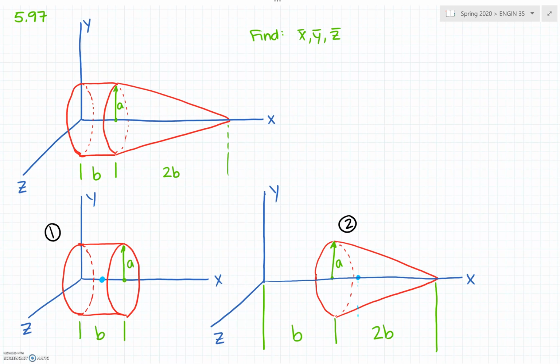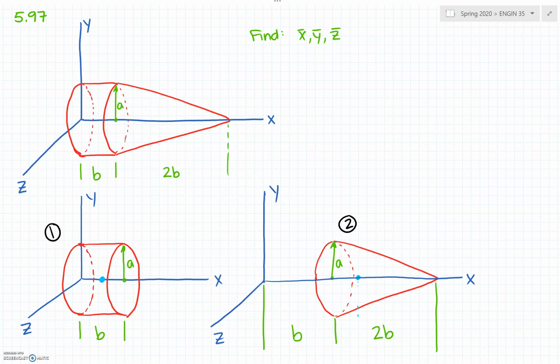In this example, we are going to continue trying to find the centroid of this composite volume. We are trying to find x bar in this example because the shape is symmetric when we're thinking about the z and y axis. So it's centered along the x-axis and it's symmetric in both z and y. So that z and y bar are both going to be equal to 0.